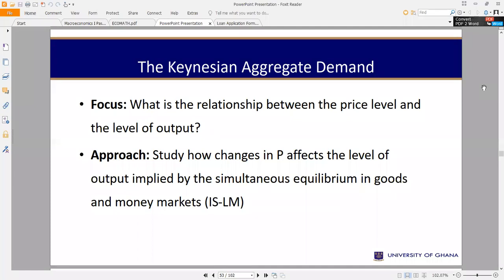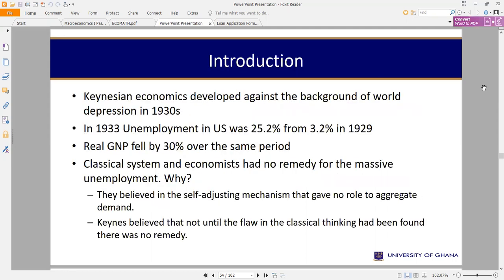output. So how exactly are we going to do this? We'll look at how changes in price will affect the output level by going through the ISLM. And we know that for that model, there's equilibrium in both markets, the goods market and the money market. So whenever there are changes in price, the effect on the output level will go through simultaneous equilibrium in both the goods and the money market. In other words, we will be using the ISLM to do that.